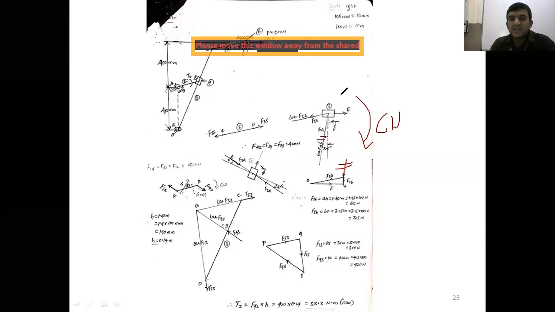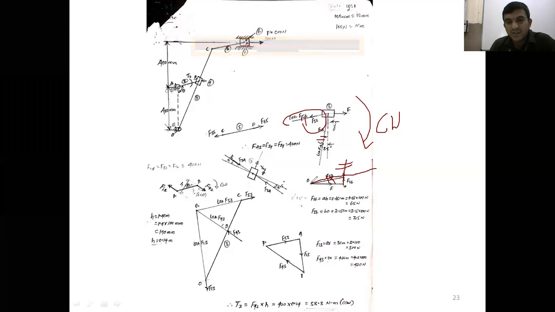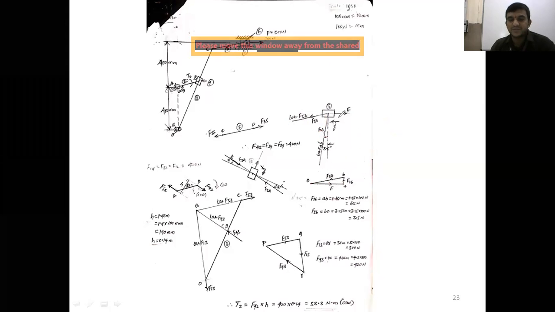Again, when three forces are acting on a body, the lines of action of all three forces should meet at a point. That is the point of concurrency, and there is no resultant force, right? Now from the point O, after F, what is the next force here? F56. From point O, I draw a line parallel to the line of action of F56. Then the intersection of the line of action of F16 and F56 will give the point B.